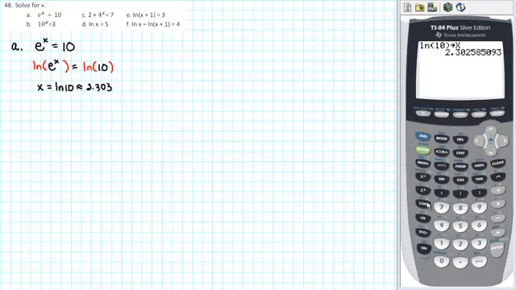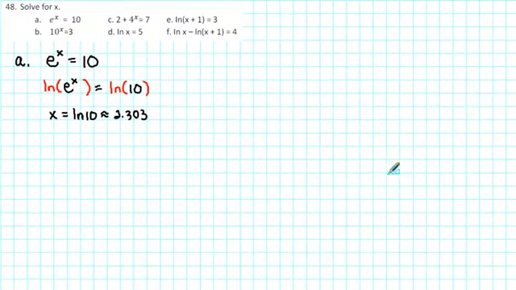We want to make sure that when we substitute this value for x into our original equation that it checks. So let's evaluate e raised to the x and make sure that it comes out to be the number 10. We see that e raised to the x does evaluate to the number 10, and so we've solved the equation correctly.